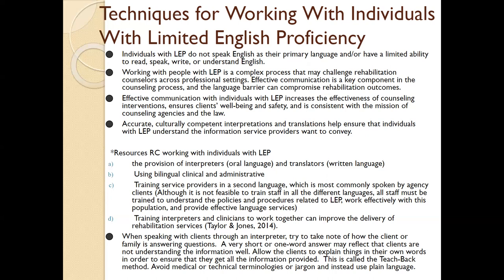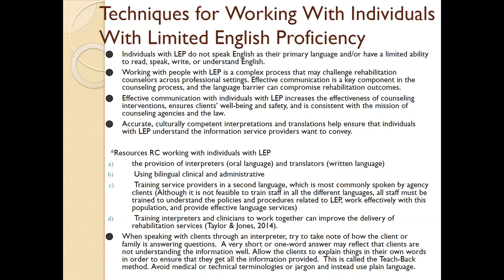But I guess in this case it's a little different, in that as rehab counselors we are required to make sure that the client understands the information that we give and the support, with clear understanding based on their language as well. So resources for rehab counselors working with individuals with LEP include the provision of interpreters for oral language and translators for written language, using bilingual clinical and administrative staff, and training services provided in a second language most commonly spoken by the agency's clients.